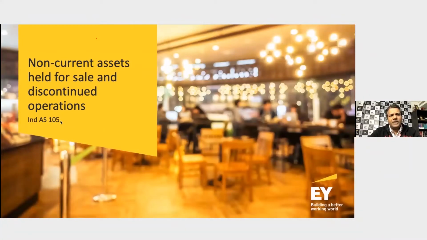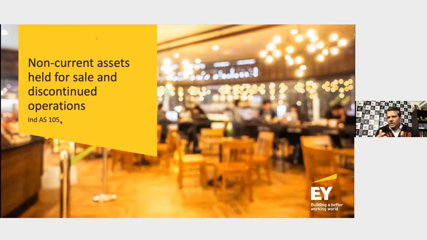Hello, everyone. So, today we are going to talk about non-current assets held for sale and discontinued operations under Ind AS 105. When you look at Ind AS 105, the purpose of this standard is to help companies account for situations when they intend to sell non-current assets, not the current assets, right? Current assets are anyway getting liquidated in the normal course of business, right?